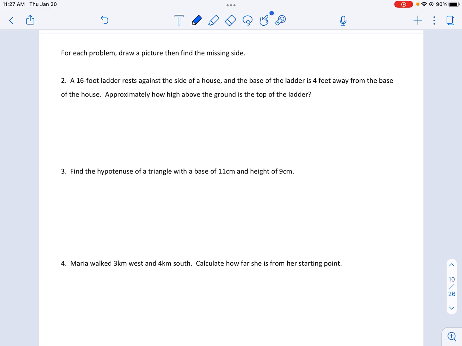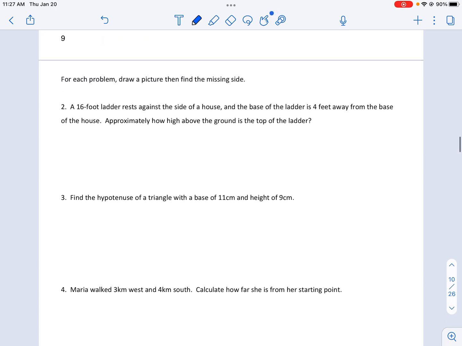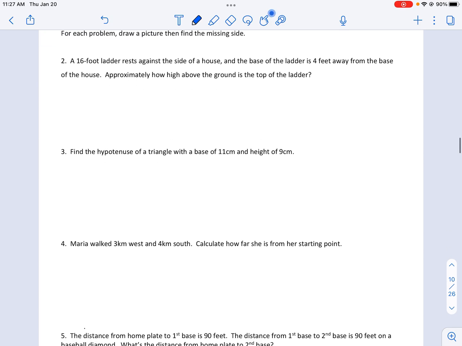Now we're going to get into some word problems, and we're going to be using the Pythagorean theorem again. But in these problems, you're going to have to draw your own picture. So let's see what this first problem says. It says a 16-foot ladder rests against the side of a house, and the base of the ladder is 4 feet away from the base of the house.